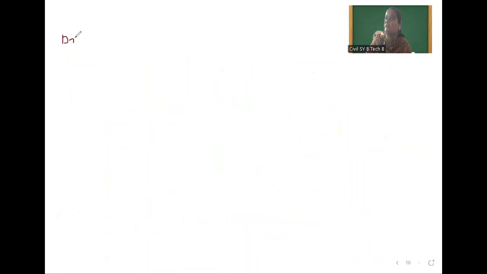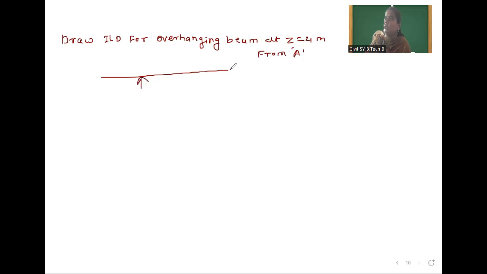Draw ILD for overhanging beam at Z which is equal to 4 meter from A. Now I will draw the figure here. So a simply supported beam is given, A point, this is B point, this distance is 3 meter, and here the Z location is given. So we will call it a D point. This distance is how much? Z which is equal to 4 meter, and this remaining distance is 6 meter. So here L which is equal to 10 meter and A which is equal to 3 meter. Okay, so solve this example.